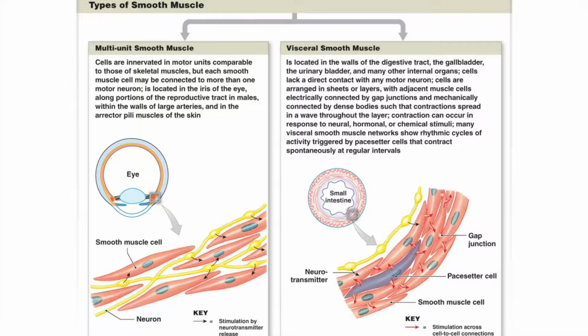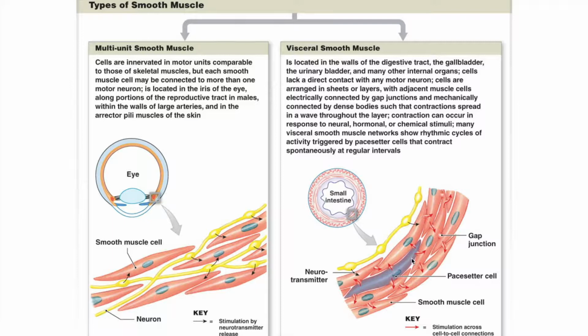There are a couple of different types. In multi-unit smooth muscle, the muscle cells are innervated in motor units similar to skeletal muscle, so this is like what we would see in the eye. In visceral smooth muscle, like we see in the digestive tract, an entire sheet of smooth muscle contracts together. So the neurotransmitters are released here, and they have what are called pacesetter cells, similar to the pacemaker cells in the heart. And these smooth muscle cells are connected by gap junctions, so the action potential is going to spread throughout them, and the whole sheet is going to contract at the same time.